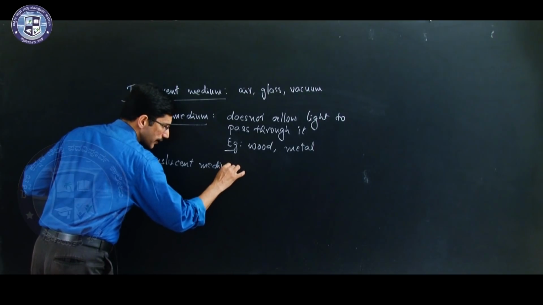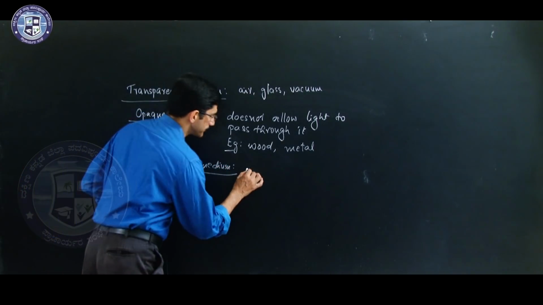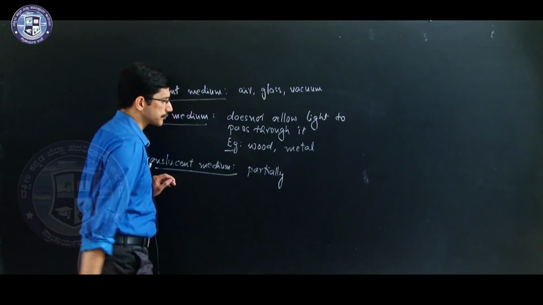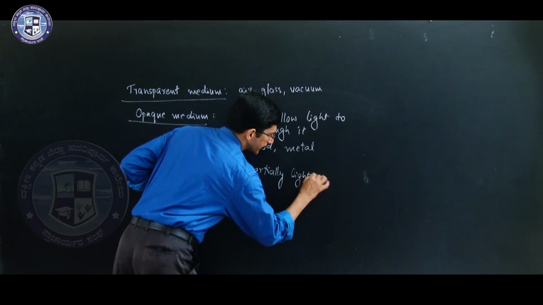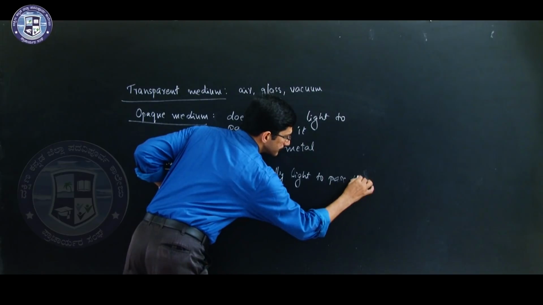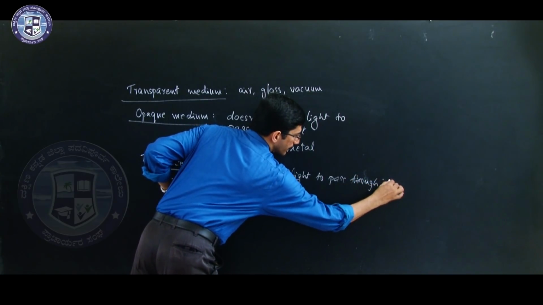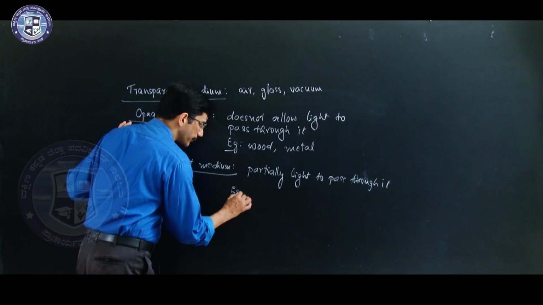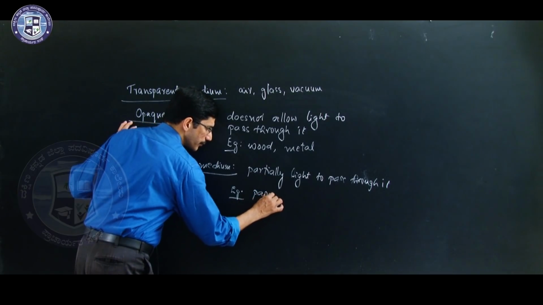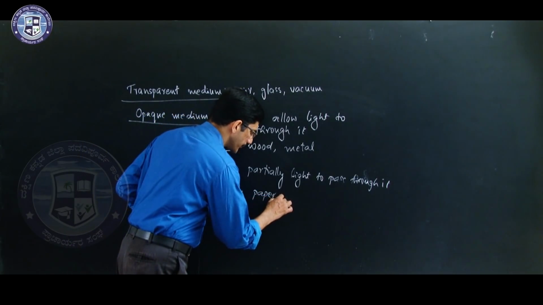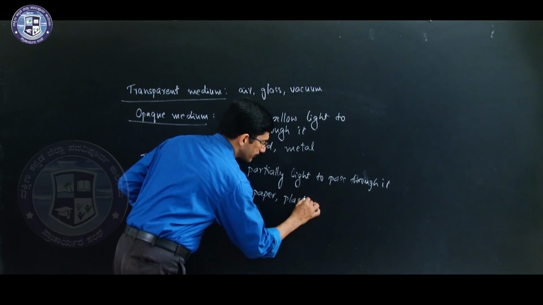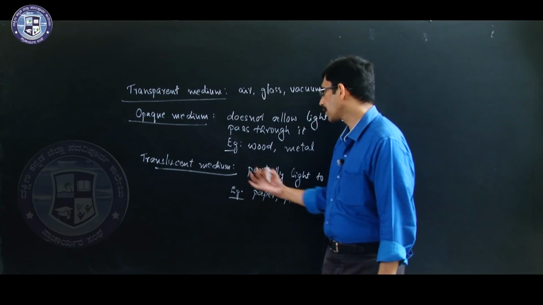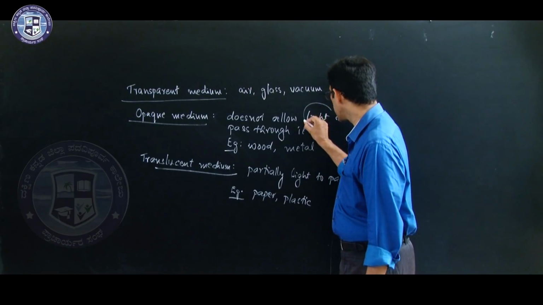So, a medium which allows partially the light to pass through it is called a translucent medium. The example for translucent medium is paper. Paper is a translucent medium, or the plastic. They will allow partially the light to pass through it. So, that is called the translucent medium, and here I use the word light.